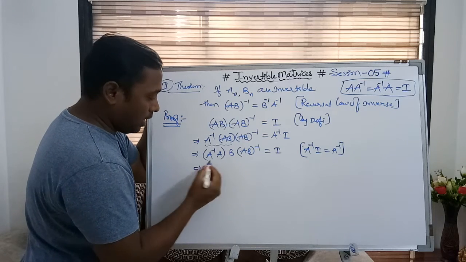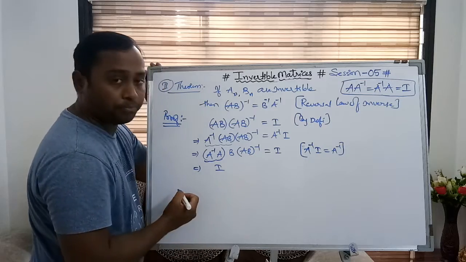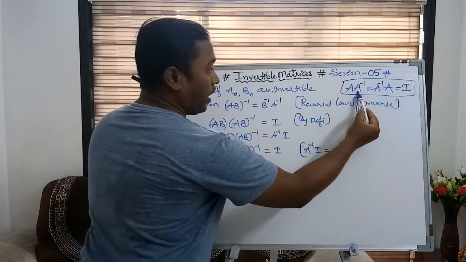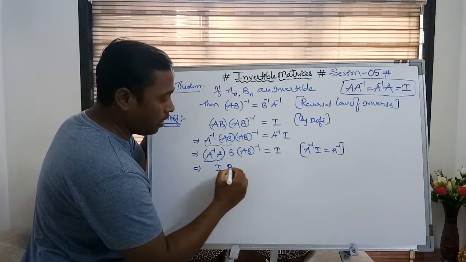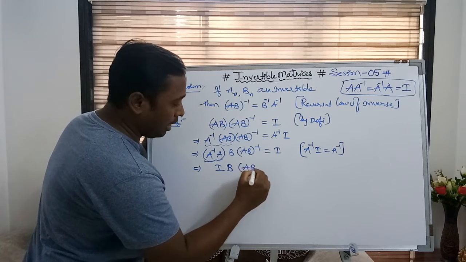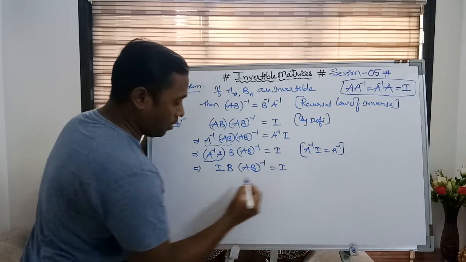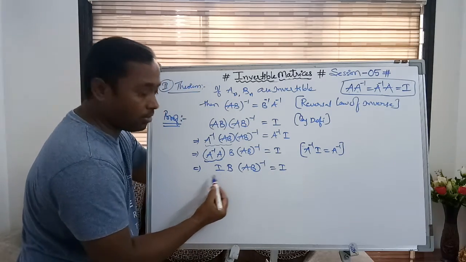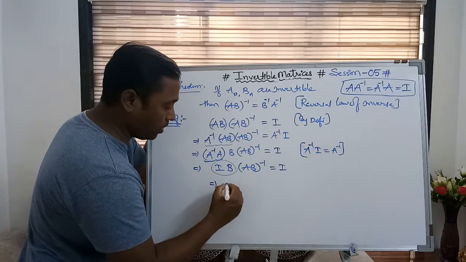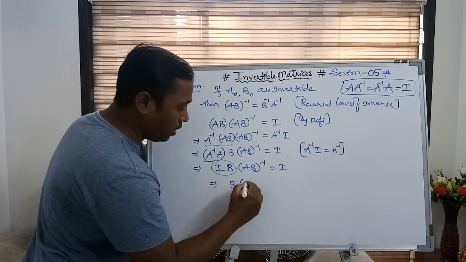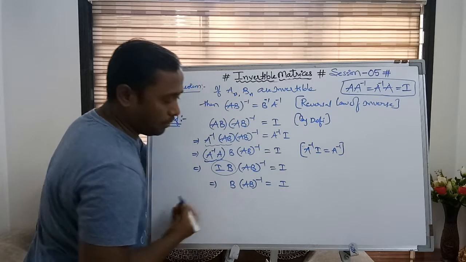Thereafter, now A into A inverse is reduced to I. Remember, A into A inverse is equal to I. So I into B into AB whole inverse is equal to A inverse. Now you can say I into B is equal to B, because I into B is always B. So B into AB whole inverse is equal to A inverse.